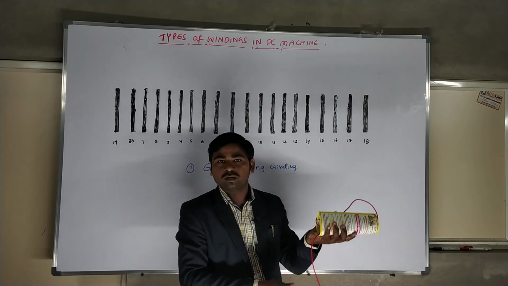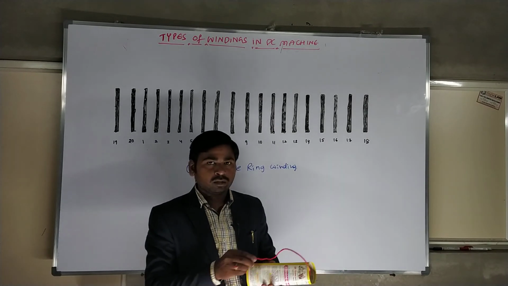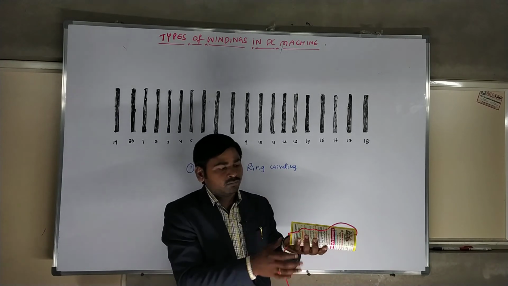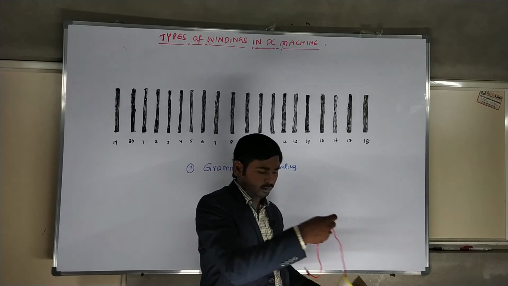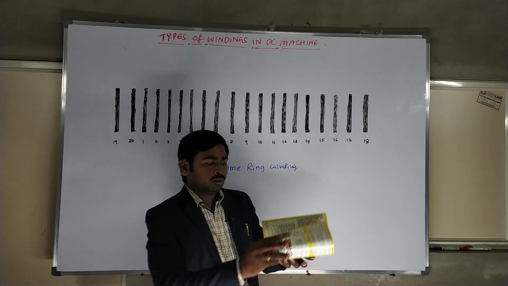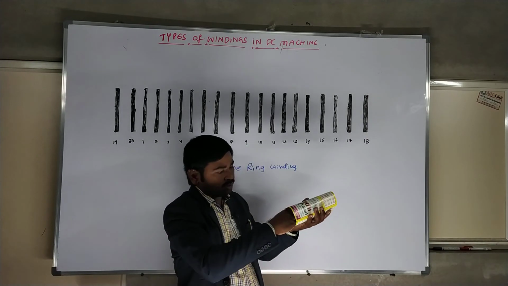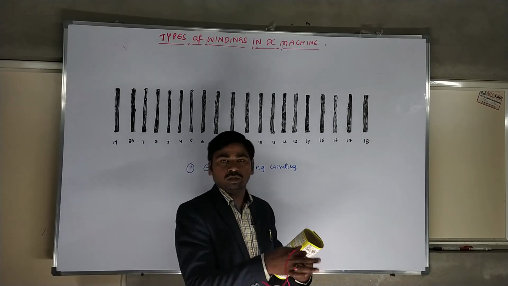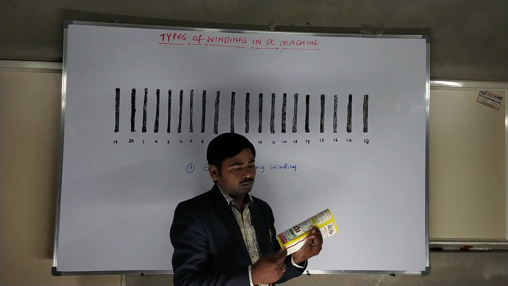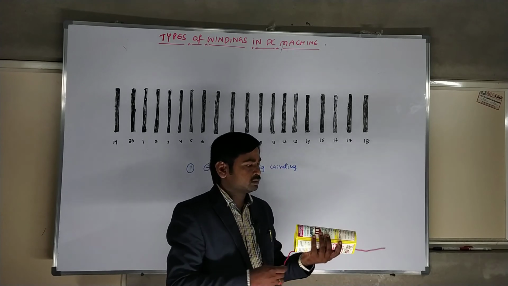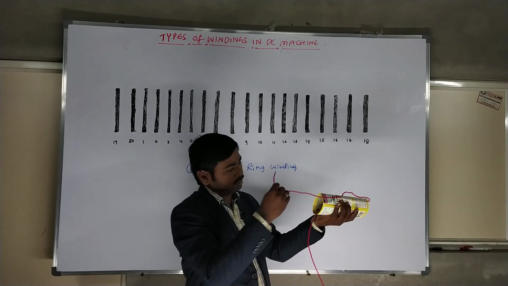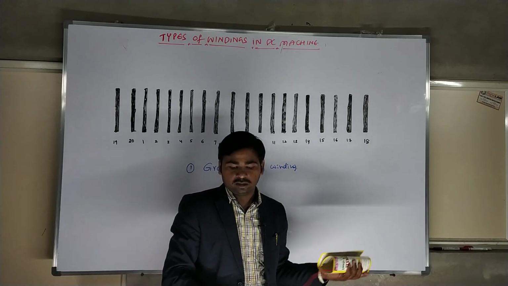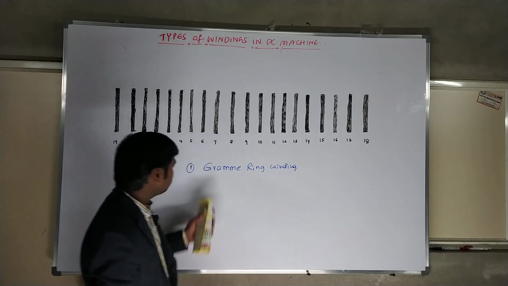These types of windings are called Gramme ring winding. In the case of a Gramme ring winding, the slots are on both top and bottom. If you understand how the winding goes, this is a rotor body. The winding should go inside, then come like this, go like this, come like this. This is what I showed just now. The winding should go very straight, keep on going inside, then come from the top, go inside and come back. These types of winding are called Gramme ring winding. I think it is very clear.